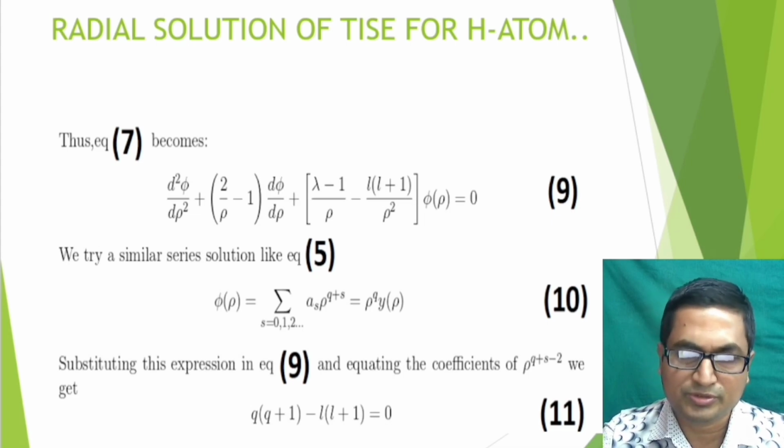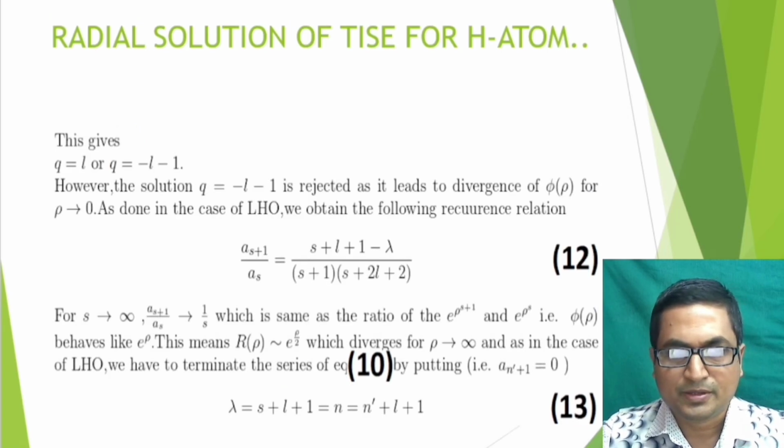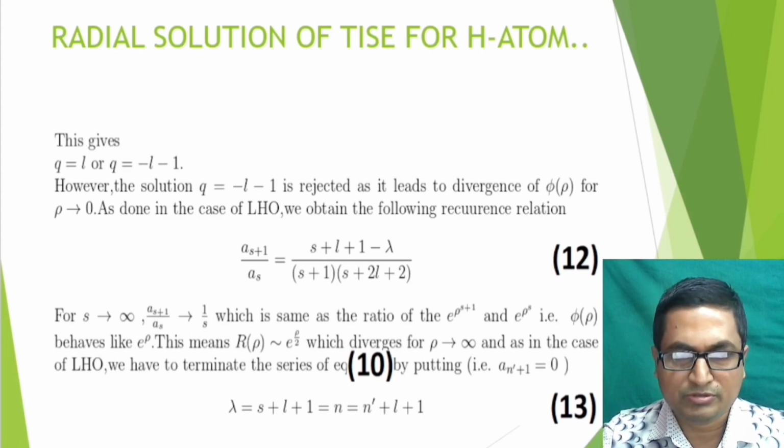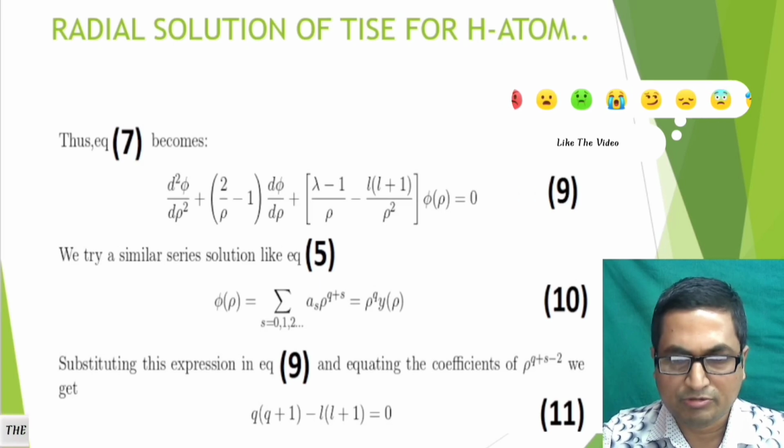This is normal differentiation that we do, and equating all these coefficients we get relations like 11. So this means that q is either equal to L or q is equal to minus L minus 1, but this solution, q equal to minus L minus 1, is rejected because it leads to divergence for phi as rho tends to 0.